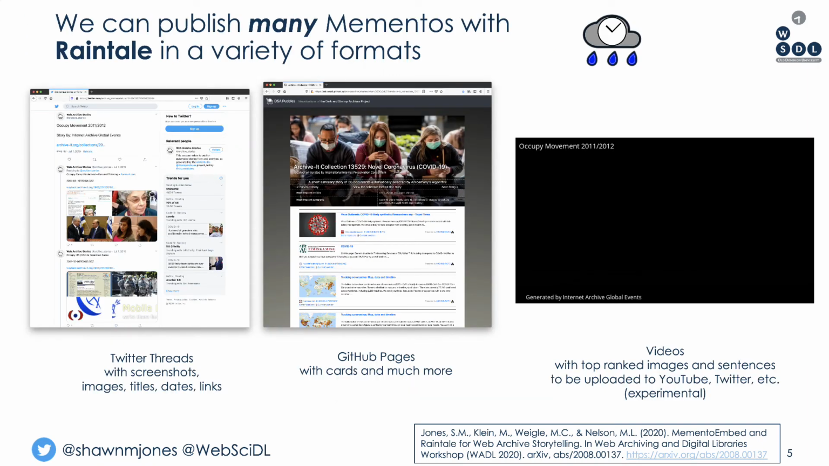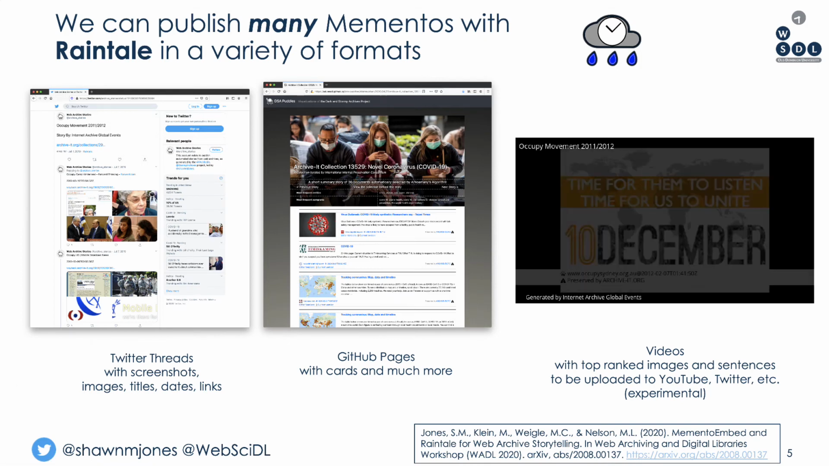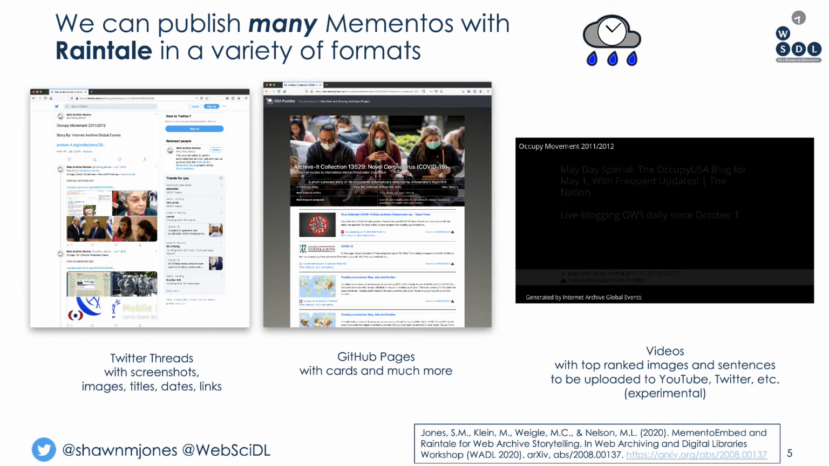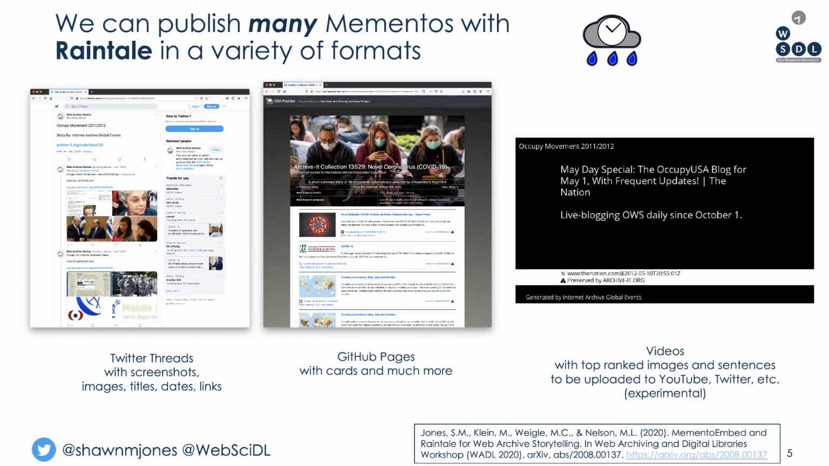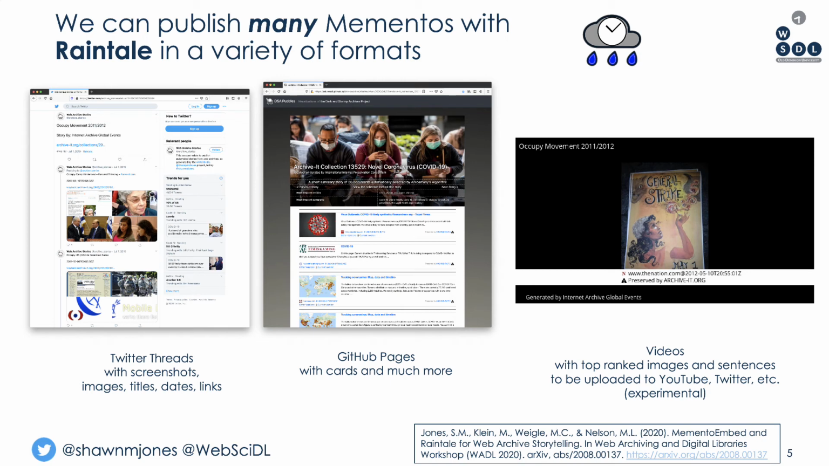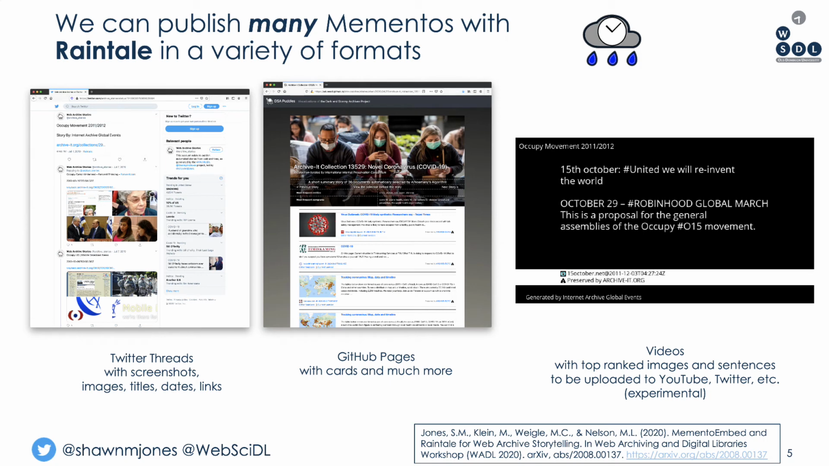And we can publish many mementos with Raintale in a variety of formats. We have Twitter threads or GitHub pages. And these are different stories that have been produced with Raintale. We're also experimenting with videos, where one can automatically ask Raintale to extract the top ranked images and sentences. And then you can upload this video to YouTube or Twitter or someplace that doesn't support as much text as maybe you want to share. Now, this video ability is experimental, and we're still tweaking it.